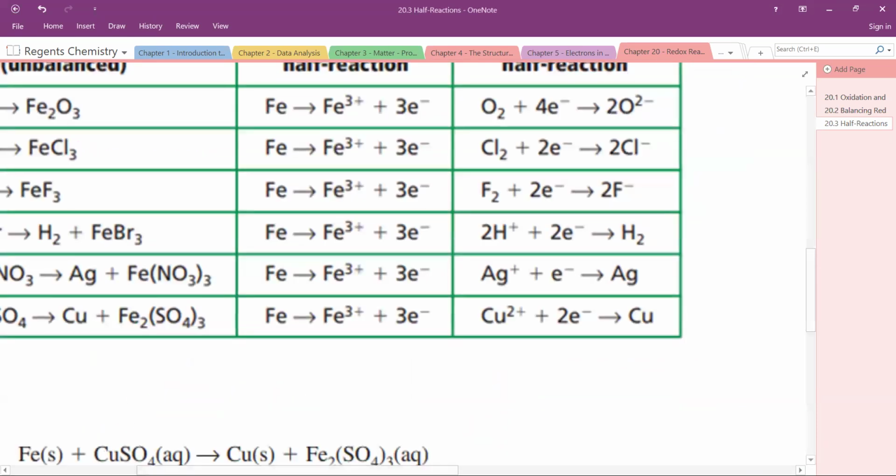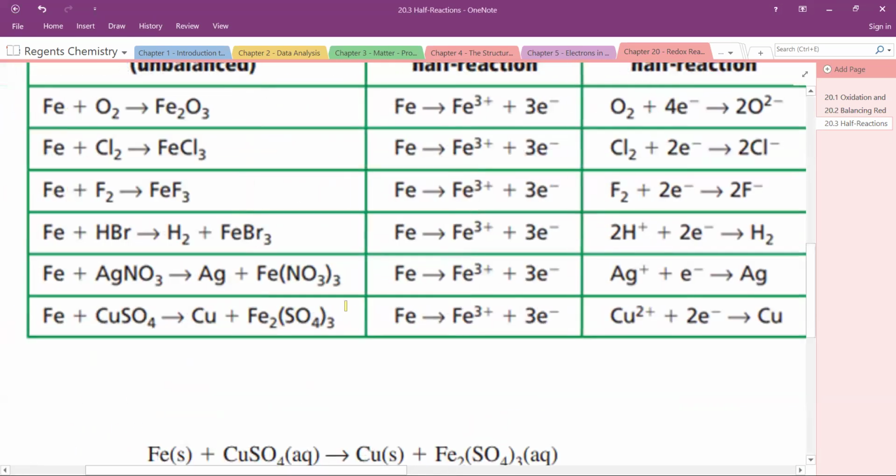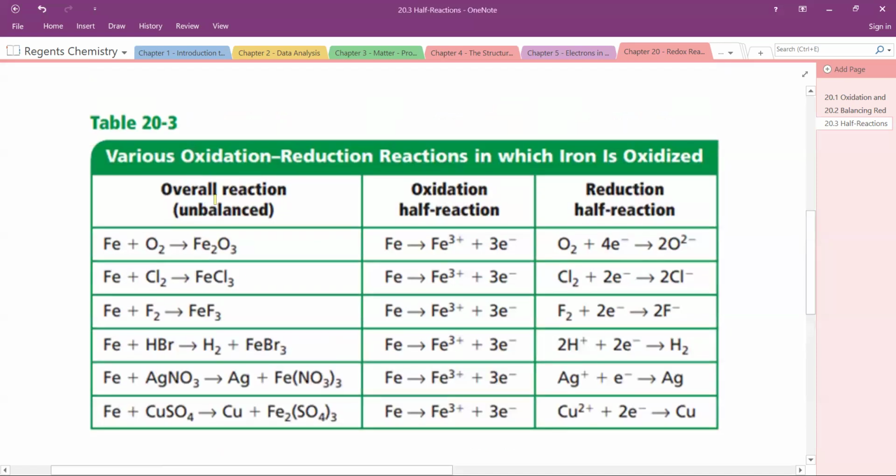And I have a table here that shows us the complete unbalanced reaction, and then it shows us our oxidation and reduction half reactions. So you can see for the formation of iron 3 oxide, we take iron combined with oxygen and we form iron 3 oxide. Nice, easy stuff, straightforward things.